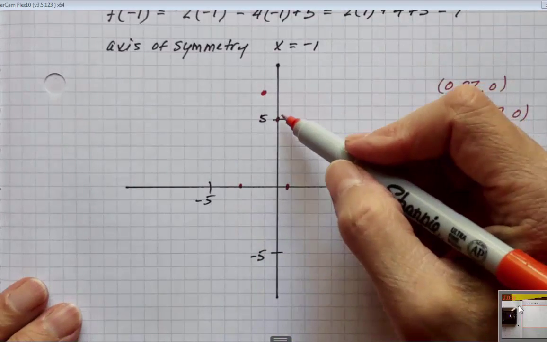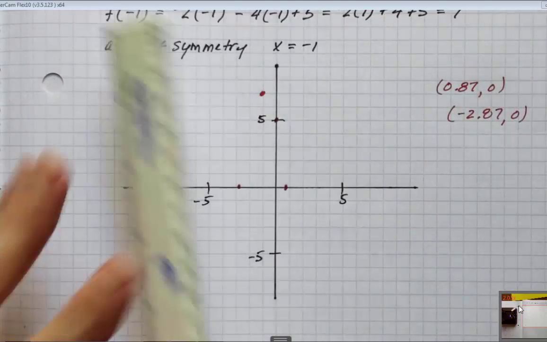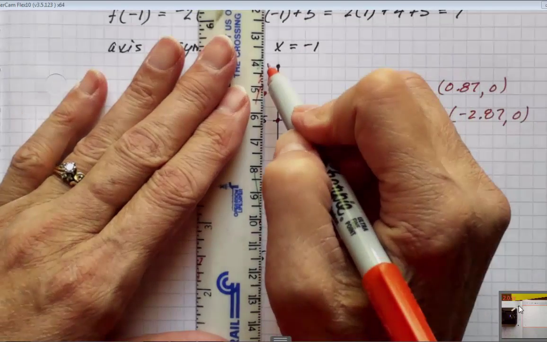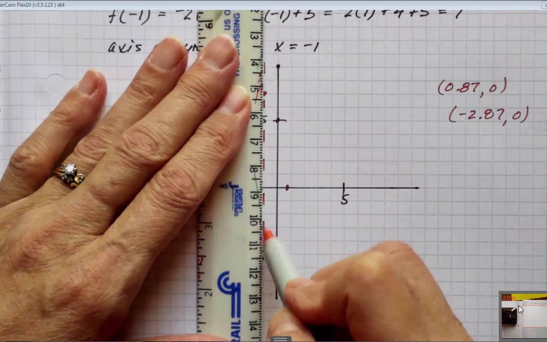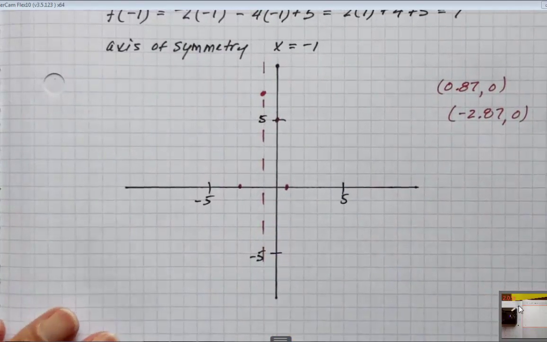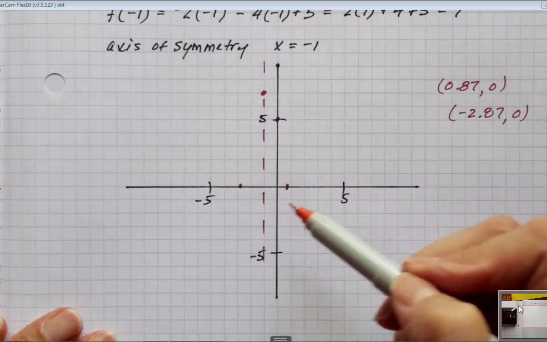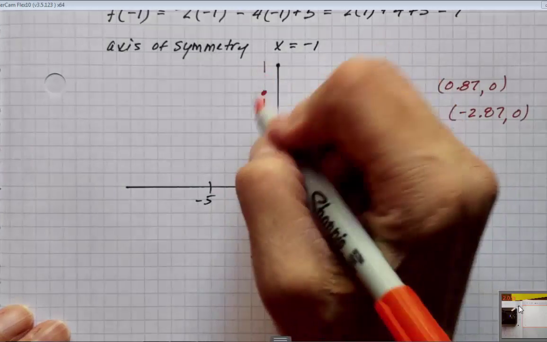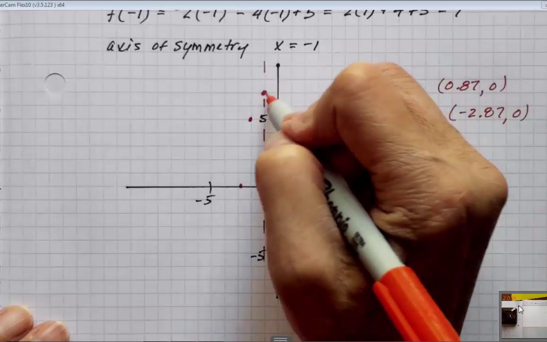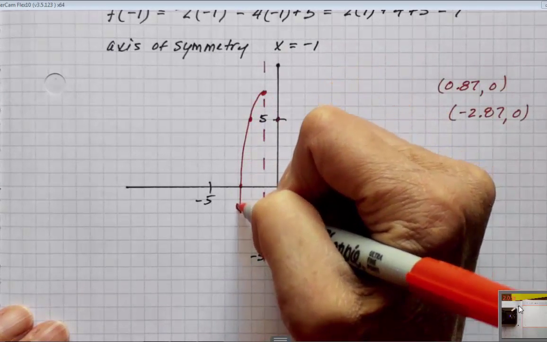I know from my axis of symmetry that it's an invisible vertical line going through my vertex. And I know that I have points on either side that are going to be symmetrical to that. So I have a point at (0, 5). I know now that I'm going to have one at (-2, 5). And this is what my parabola looks like.